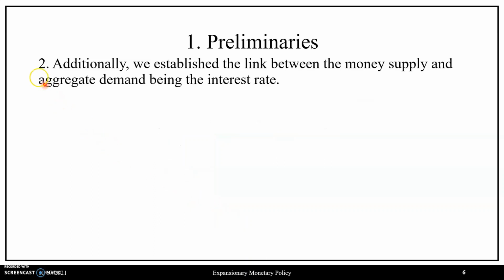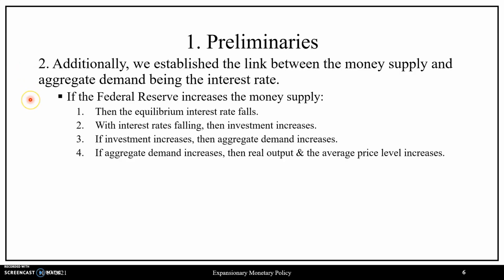Additionally, we also established the link between the money supply and aggregate demand, where we attributed this link to the interest rate. If the Federal Reserve increases the money supply, this would have the effect of decreasing the interest rate in equilibrium in the money market, and with a decline in the interest rate, this would have the effect of increasing investment. With an increase in investment, aggregate demand then increases, and if aggregate demand increases, real output and the average price level increase in the aggregate product market.